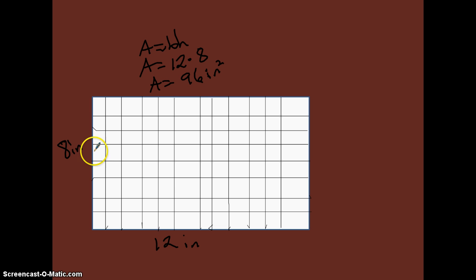Now, if we were to actually count all of these little units that I have inside here, you would see that there are 96 of them. So it's like there's 96 little 1 inch by 1 inch squares in here. So that's why we always say that the unit of measure is squared when we're finding the area of a parallelogram. All right, let me go ahead and clear my board.